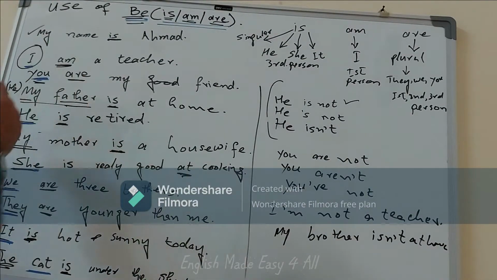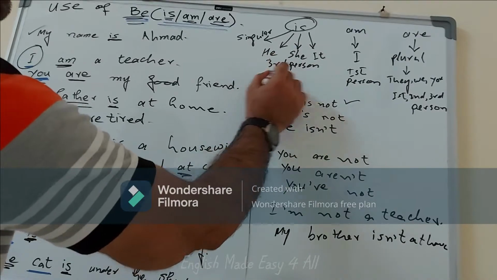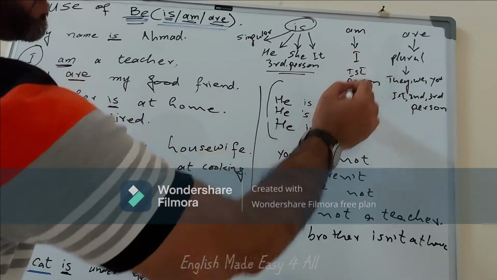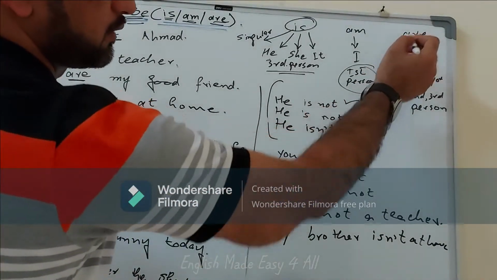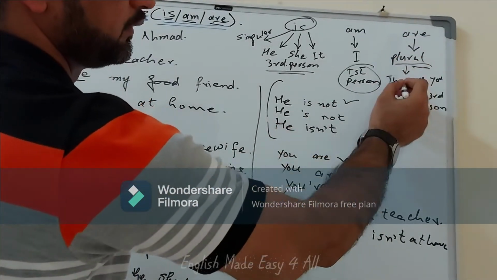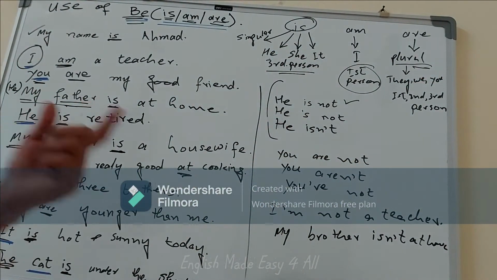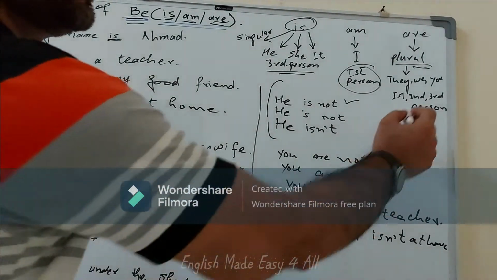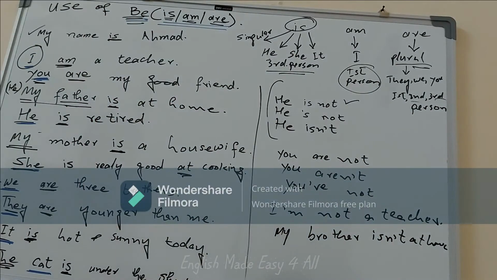As I earlier mentioned, is we use for he, she, it, or the third person, and singular. And am we use with I, the first person, who is the speaker, and are we use with the plurals. They, we, you. The plurals of everyone, like the first person plural we, the second person you, and the third person they. Two or more names. So we use is, am, are.